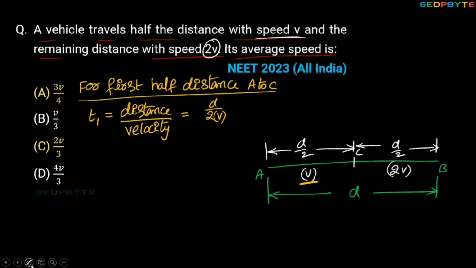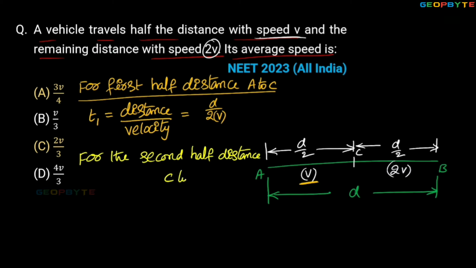Similarly, for the second half distance, that is from C to B, the time required is T2, equals again distance traveled, that is d by 2, divided by velocity 2v. It is equal to d by 4v. He is asking the average speed.